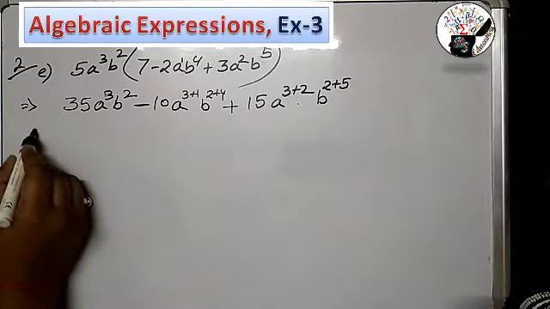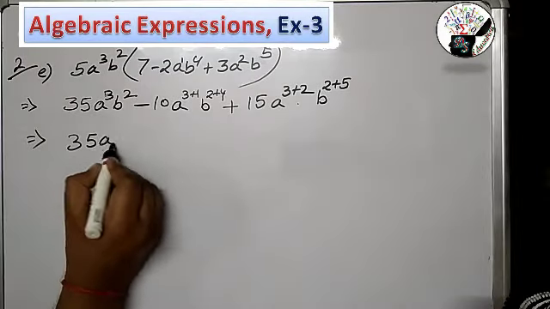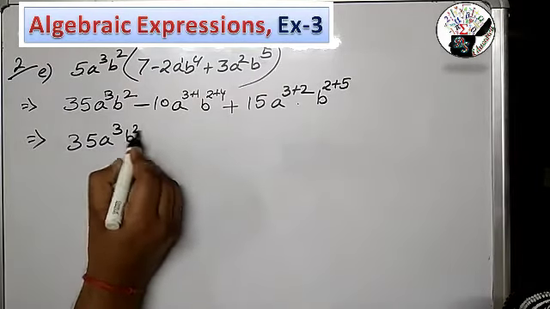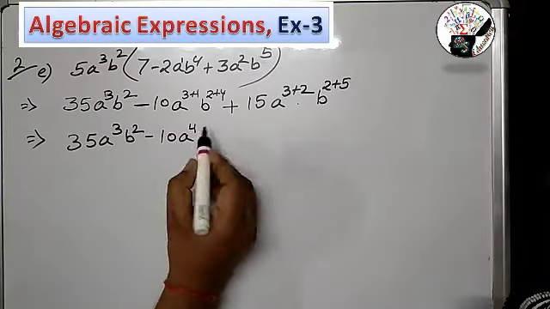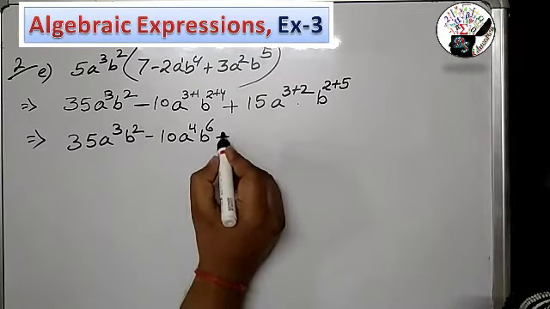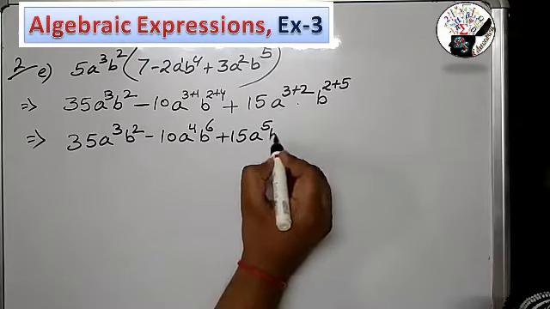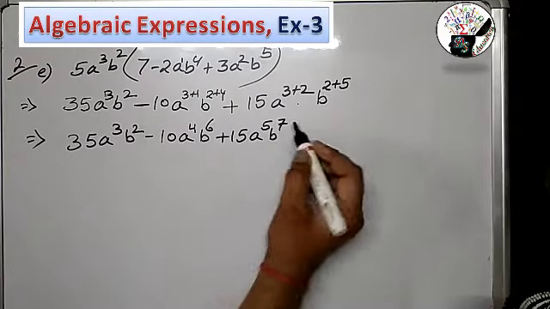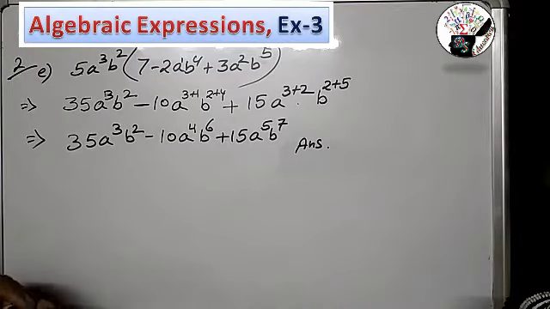In the next straight line we will write 35 a cube b square minus 10 a to the power 4 b to the power 6 plus 15 a to the power 5 and b to the power 7. And this is your answer. Okay. So using these questions you can solve the other questions.